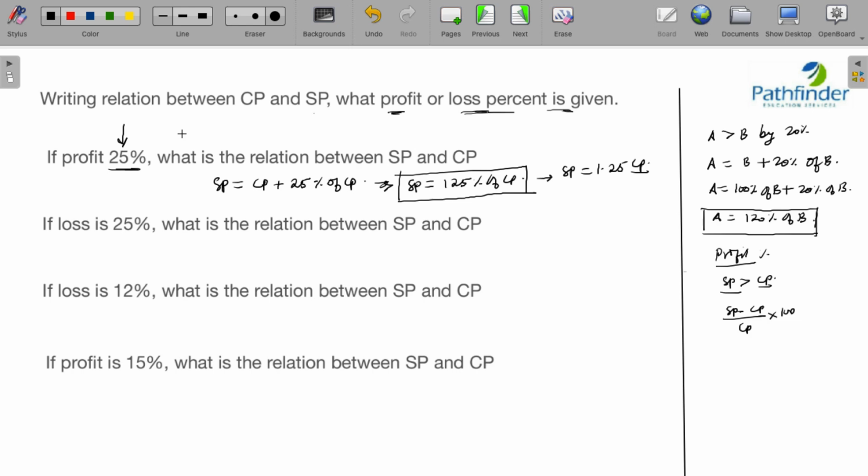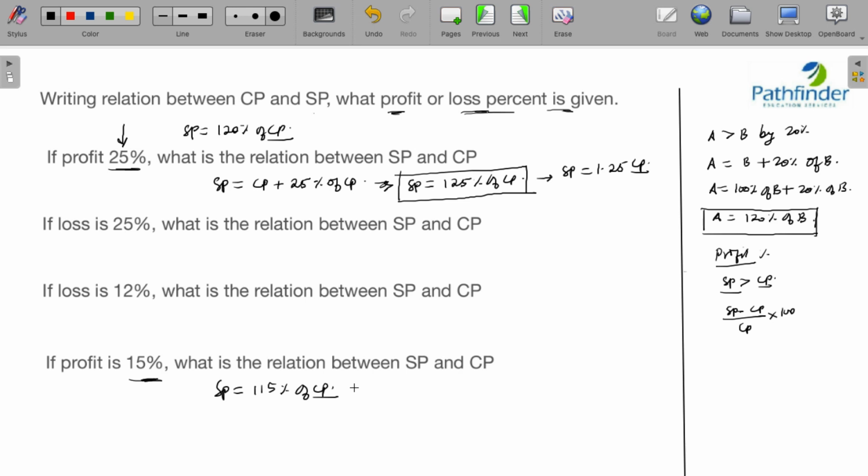अगर प्रॉफिट 20% दिया होता तो क्या लिखोगे आप? सेलिंग प्राइस इज 120% ऑफ कॉस्ट प्राइस. तो आप 20 को 100 में ऐड करो, क्योंकि परसेंटेज में आप हर चीज को 100 से ही ऐड या सब्ट्रैक्ट करते हो. जैसे यहां पे प्रॉफिट 15% हुआ, तो हम क्या लिखेंगे? सेलिंग प्राइस इज इक्वल टू 115% ऑफ कॉस्ट प्राइस. अब किसी भी वर्ड प्रॉब्लम में इफ यू आर गिवन दैट अ मैन सेल्स एन आइटम फॉर 15% प्रॉफिट, तुरंत आपके दिमाग में ये इक्वेशन आ जाना चाहिए that selling price is 115% of CP.